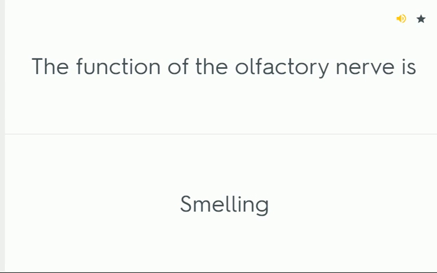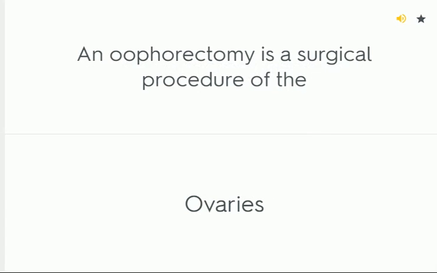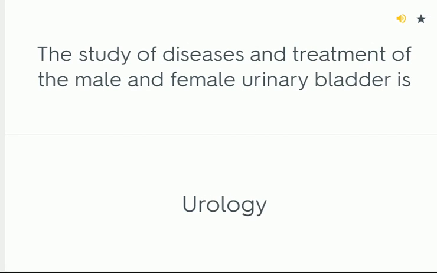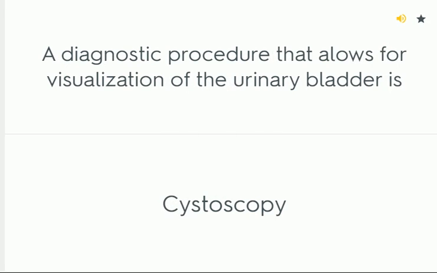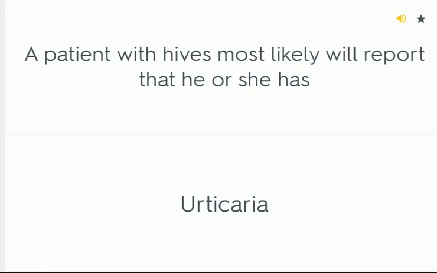The function of the olfactory nerve is smelling. An oophorectomy is a surgical procedure of the ovaries. The study of diseases and treatment of the male and female urinary bladder is urology. A diagnostic procedure that allows for visualization of the urinary bladder is cystoscopy. A patient with hives most likely will report that he or she has urticaria.